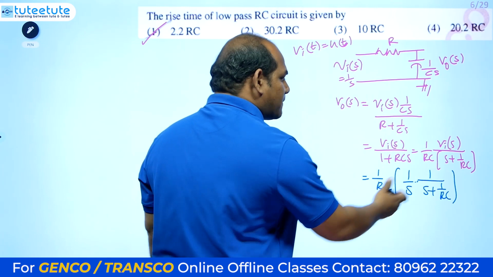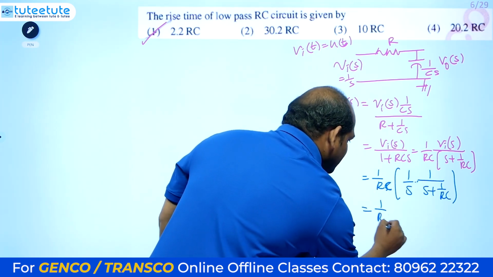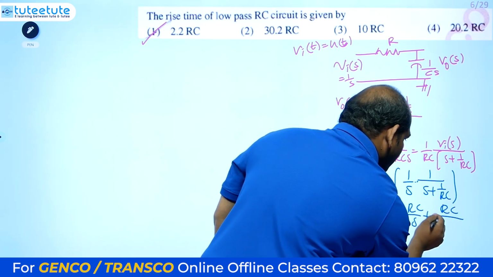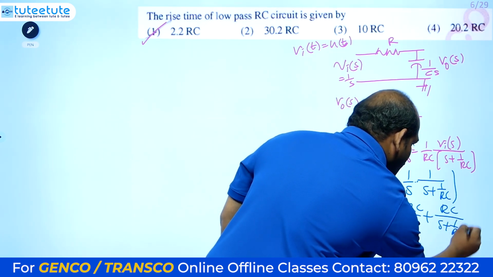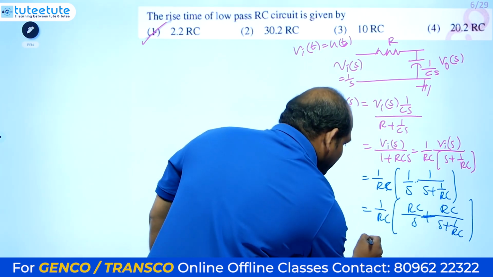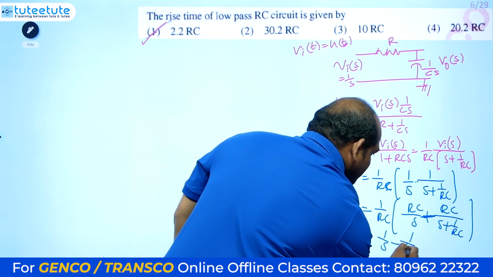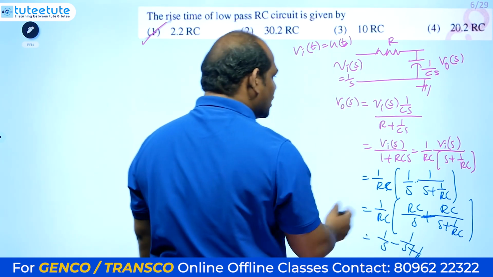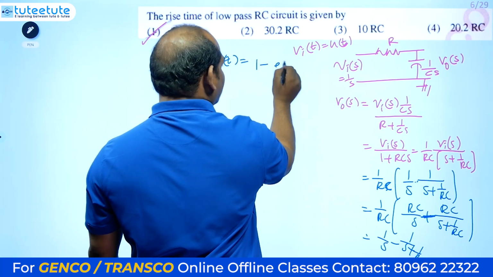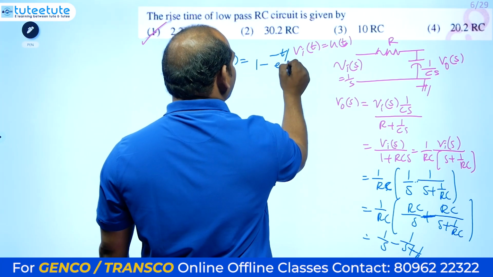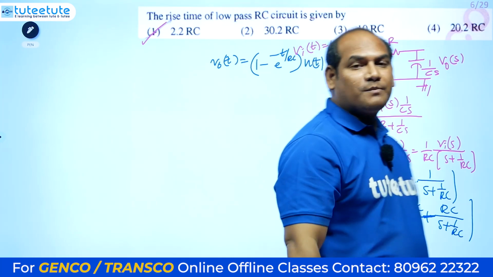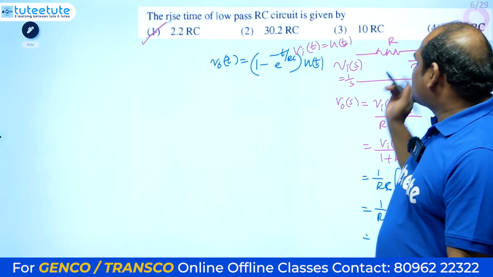Now you can apply partial fractions and you will get 1 by RC times RC by S minus RC by S plus 1 by RC. RC can be taken common and will cancel. It is 1 by S minus 1 by S plus 1 by RC. Now apply the inverse Laplace transform, and you will get V naught of t equal to 1 minus e power minus t by RC into U of t. This is the expression for the output when you apply a step input to the low pass circuit.